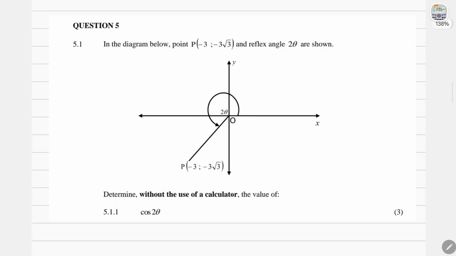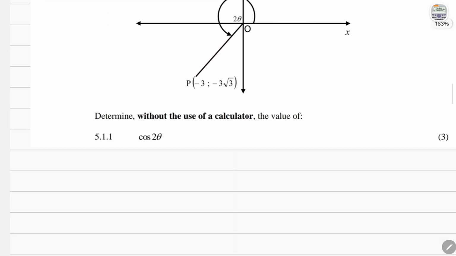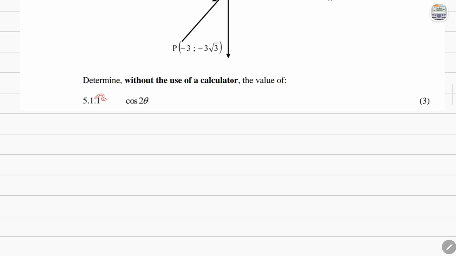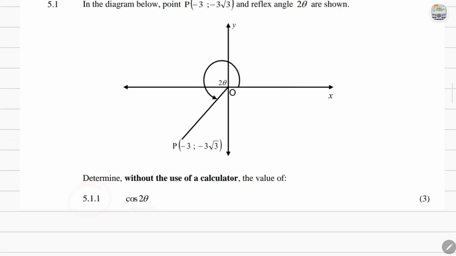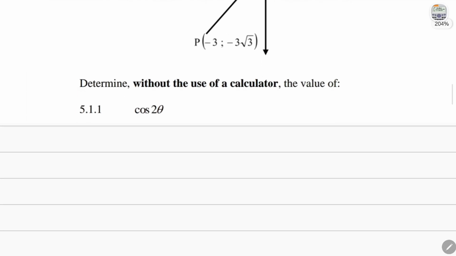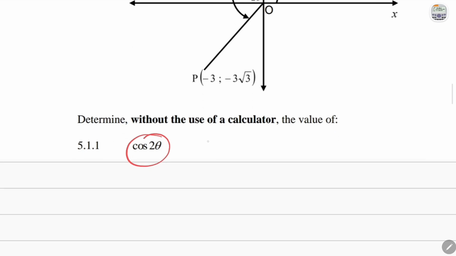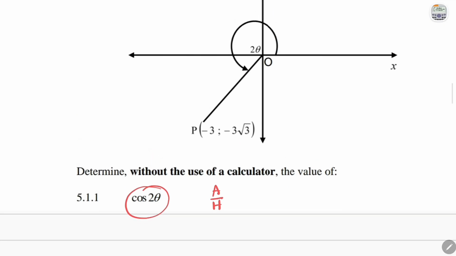Question 5.1 says, in the diagram below, point P, which is (negative 3, negative 3 root 3), and reflex angle 2 theta are shown. And we need to determine, without the use of a calculator, the value of 5.1.1, cos 2 theta. So let's go ahead and complete our diagram so that we can find out exactly what cos 2 theta is. You see that we really do need all the dimensions there, because cos from SOHCAHTOA is adjacent over hypotenuse. So we're going to need that hypotenuse.